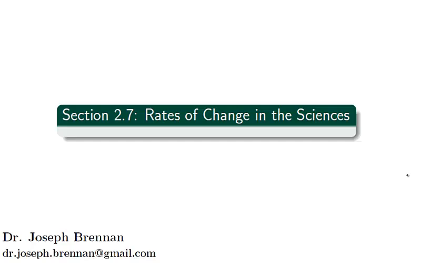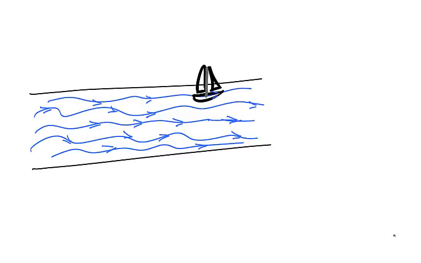Hello and welcome to section 2.7 on rates of change in the natural and social sciences. This section of the textbook covers a few types of examples from a variety of fields. The following examples are presented so that you will acquire the ability to recognize rates of change, and thus derivatives, arising in the sciences.